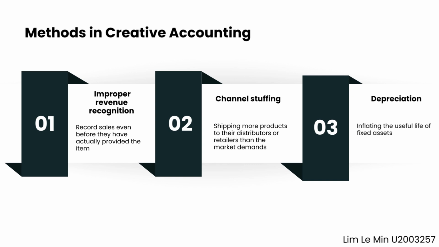Second method is channel stuffing, which is an illustration of improper revenue recognition. Channel stuffing is a method that the business uses in order to inflate their income by shipping more products to their distributors or retailers than the end users need, in order to fulfill revenue targets.